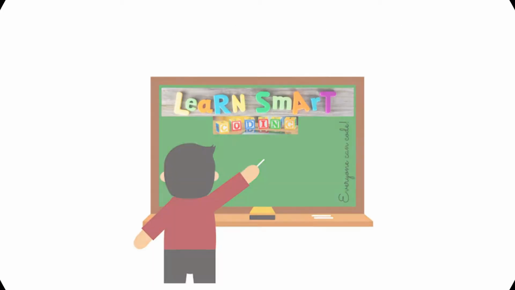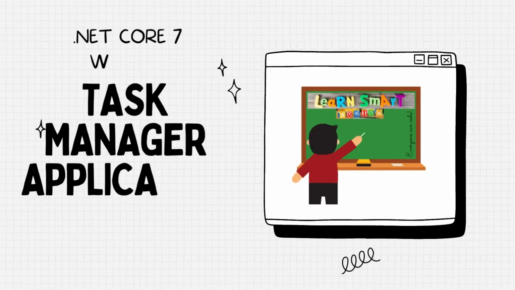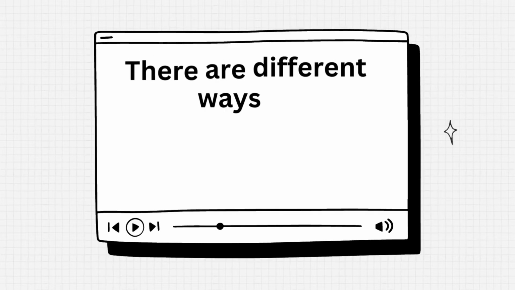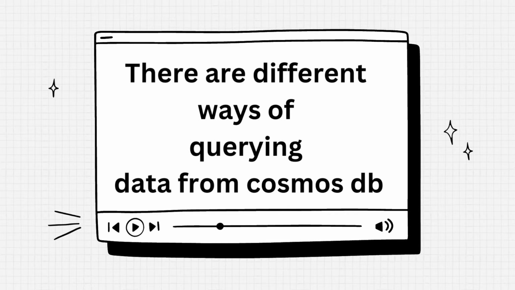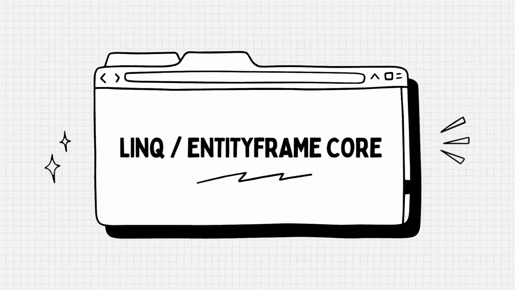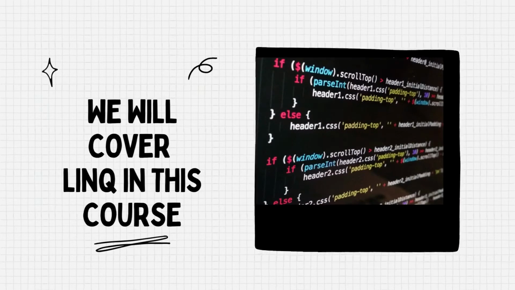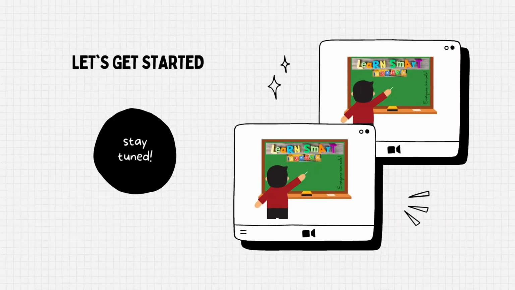In this video, we are going to see how to build a .NET Core 7 web API using Cosmos DB. There are different ways of querying the data using Cosmos DB, and one of the ways is LINQ queries and the other way is Entity Framework Core. But we will see the LINQ query technique in this course. Stay tuned until the end of the video and it will be really worth it.